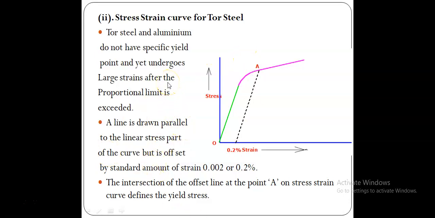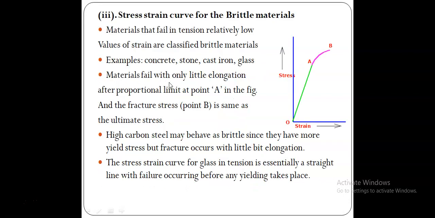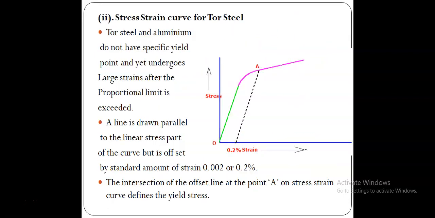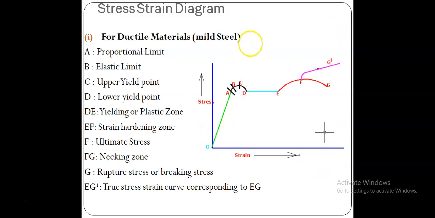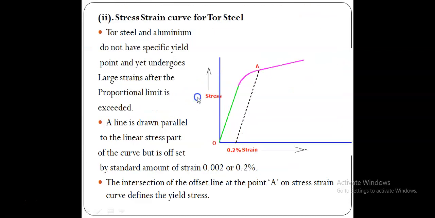So far we have discussed the different ranges of stresses, loads and points on the ductile material, that is, the stress strain curve of a ductile material. Next, let us see the stress strain curve for tor steel. It is also one of the types of steel which is used for engineering purposes, construction, and some other purposes.